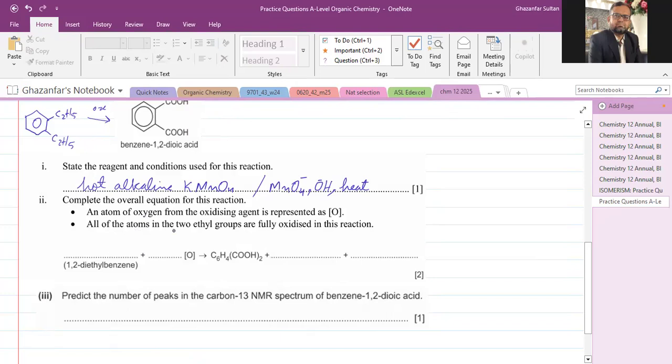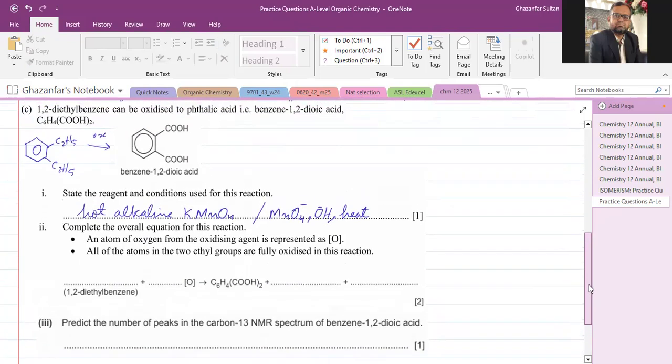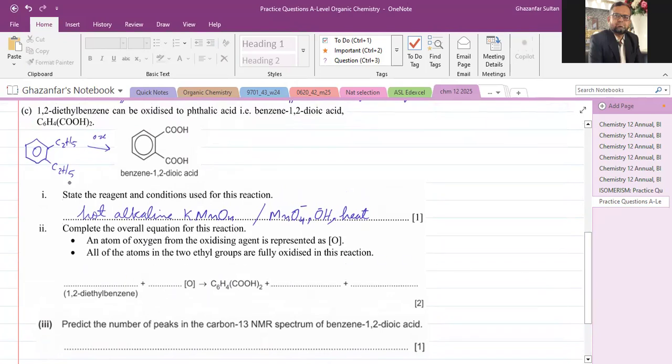Okay. So we have to write the complete equation. So here, 1,2-diethyl benzene. The 1,2-diethyl benzene formula should be C6H4, C2H5 twice. This is one way. Or you may write this formula.